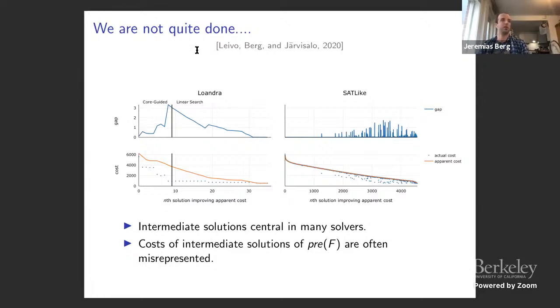And in the paper I cite here, we proposed a solution to this in the context of local search for MaxSAT, but fixing this in an effective way for other types of MaxSAT solvers is still an interesting future research direction.